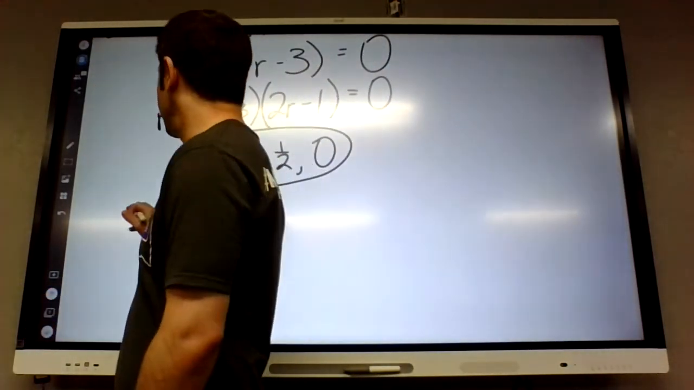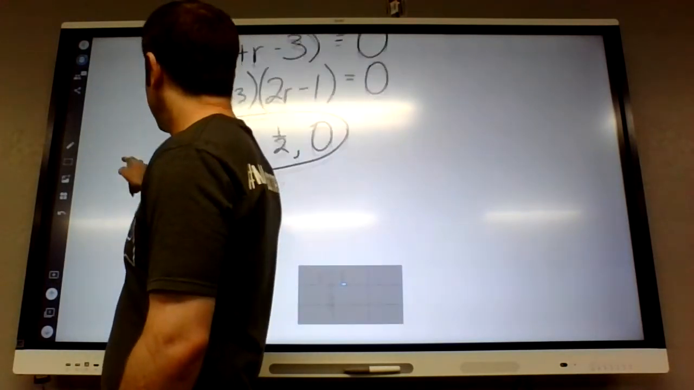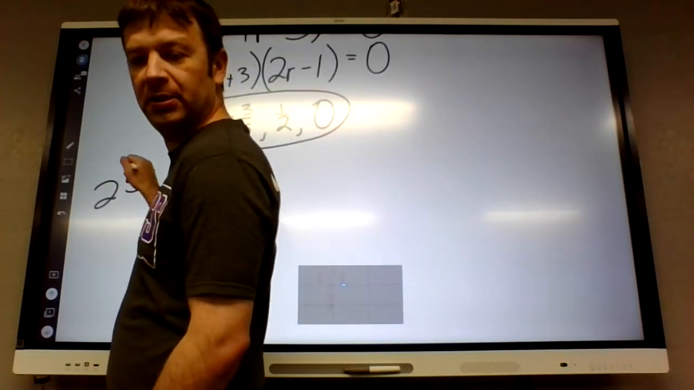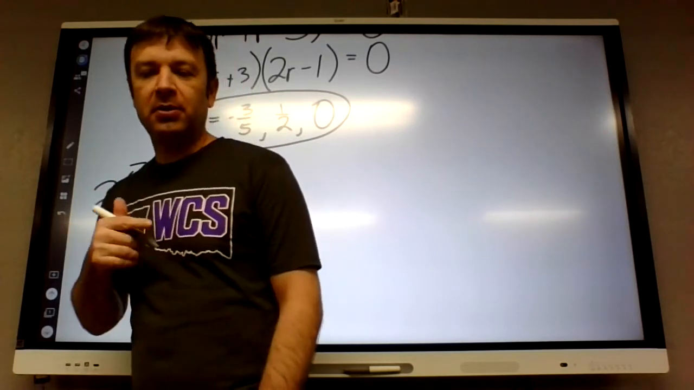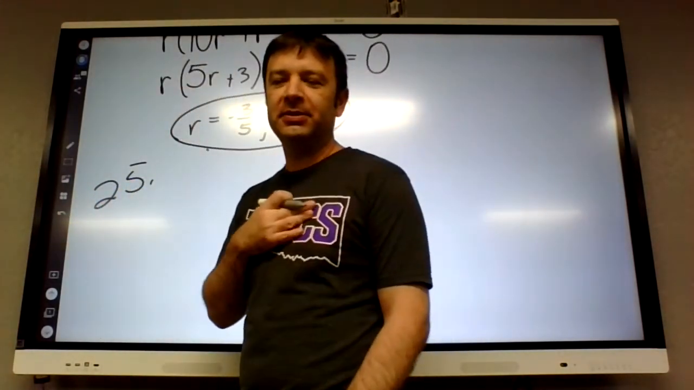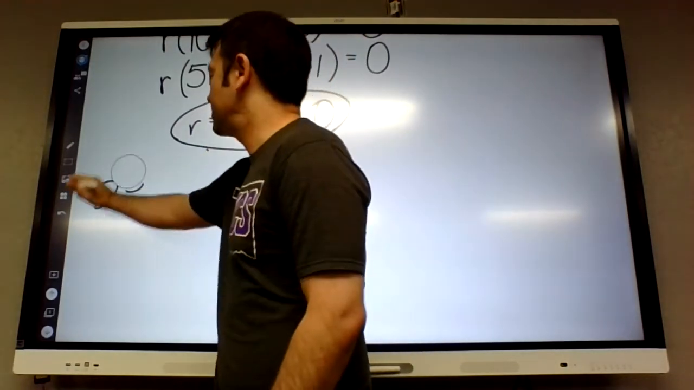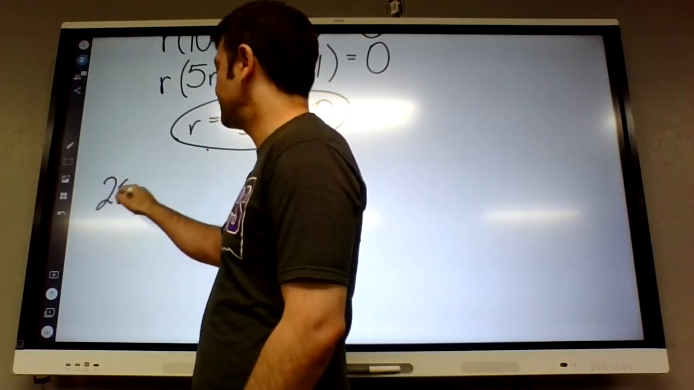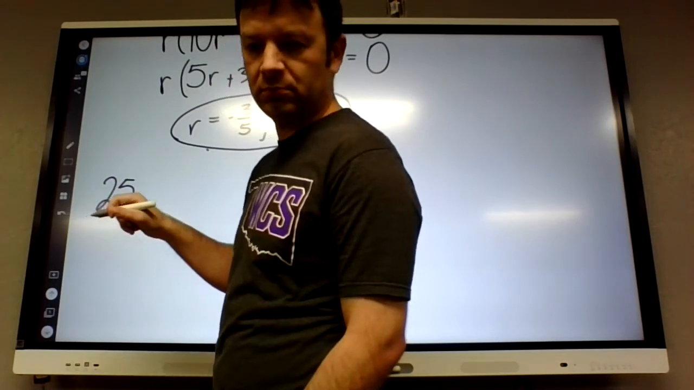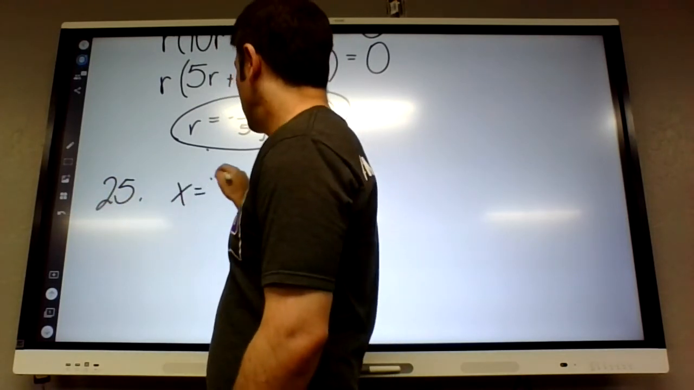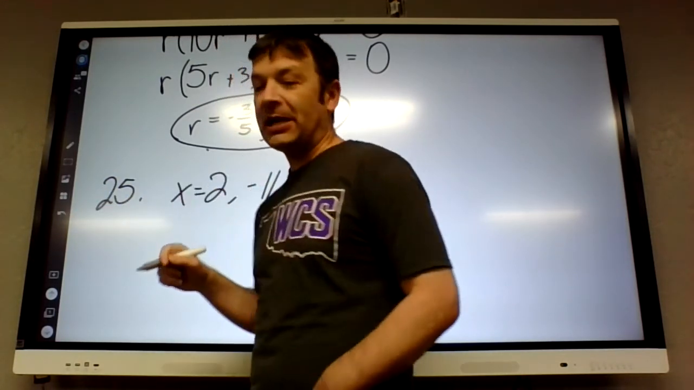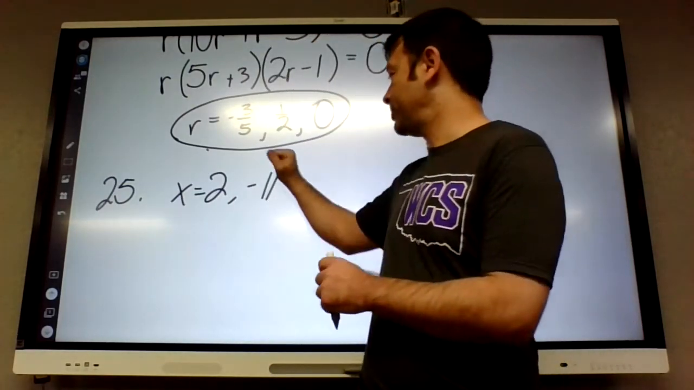How far are we going? 26, 25. Oh, we're at the end. All right. Maybe I should have assigned more than 2 of these. Okay. So what's happening here is... Oops, I copied the wrong number down.